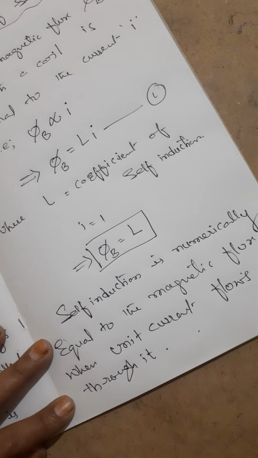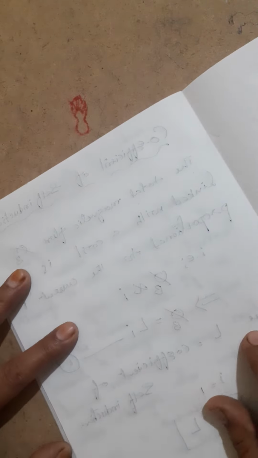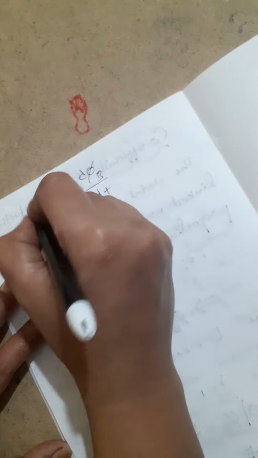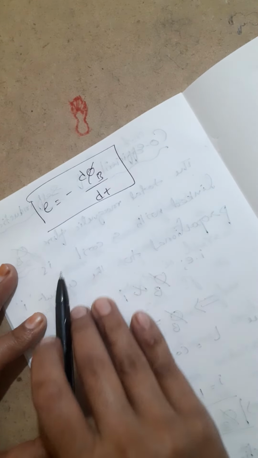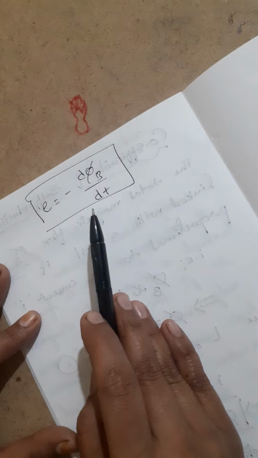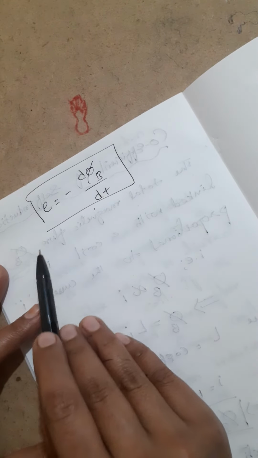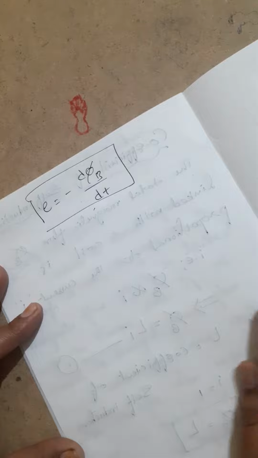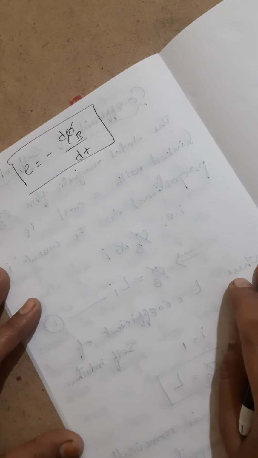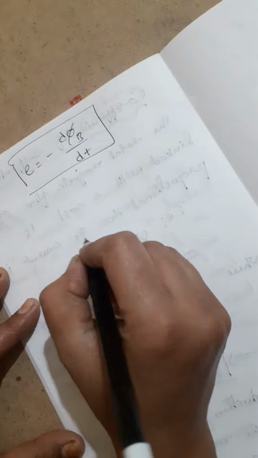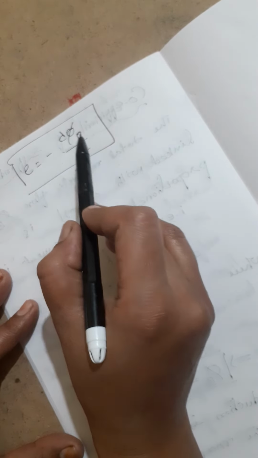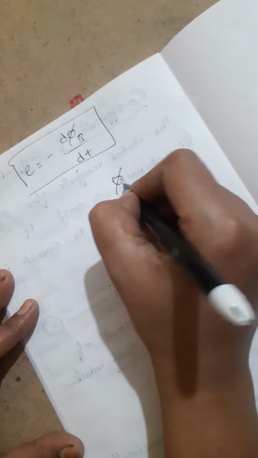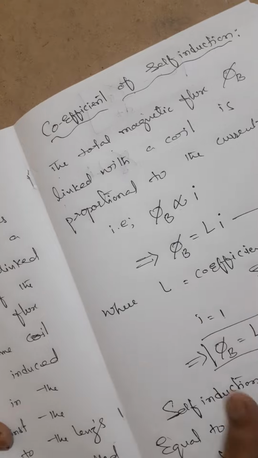Now we are going to derive the second definition according to Faraday's second law. What is Faraday's second law? That is E is equal to minus d phi b by dt. So that is, change in electricity produces change in magnetism, and change in magnetism produces electricity. By this we have to derive the second definition for self-induction. Here induced EMF is equal to minus d phi by dt. We know that phi b is equal to LI. Just now we derived this one.